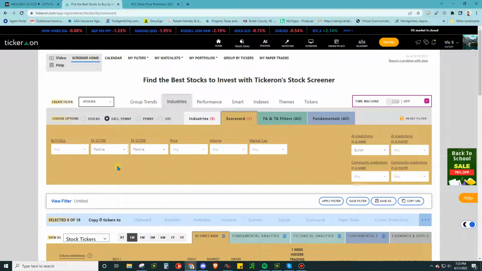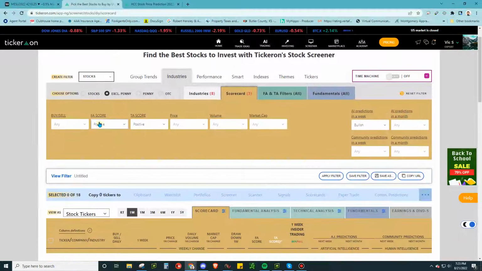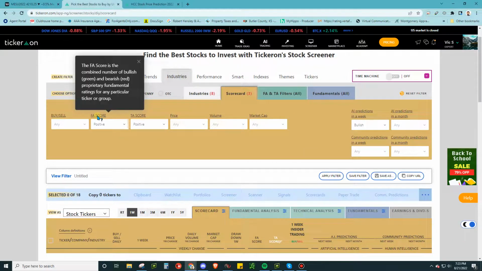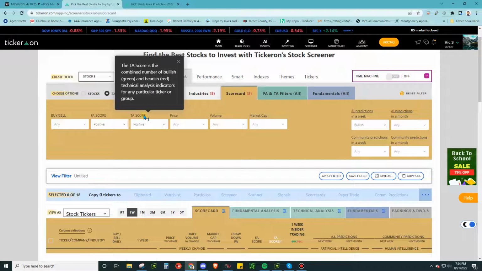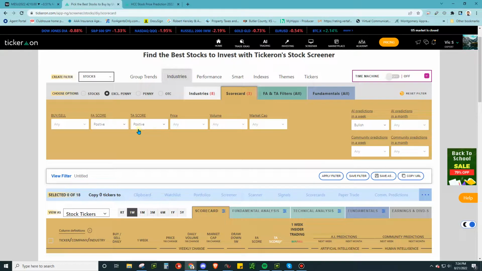Scorecard, come in here, check mark the fundamental analysis score. This is a combined number of bullish and bearish proprietary fundamental ratings for the ticker group. So we just want to make sure that's positive. And then you get your technical analysis score. Same thing, only technical analysis indicators. Make sure both of those are positive.